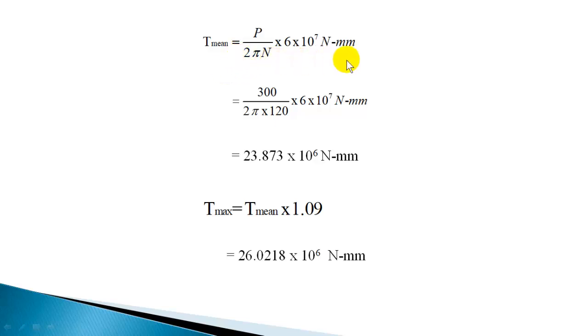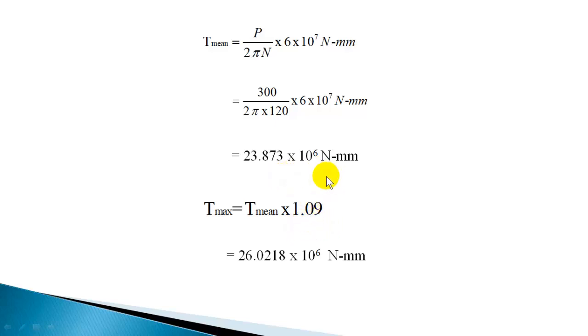So this is the formula to be used. Power is given as 300 kilowatt. Directly you can substitute in kilowatt in this formula. N is 120 rpm. So substituting that, you will get the average or mean torque transmitted as 23.873 into 10 raised to 6 Newton mm. Now to find out the maximum torque, you can multiply this with 1.09, because maximum torque is 9% more than the mean torque.